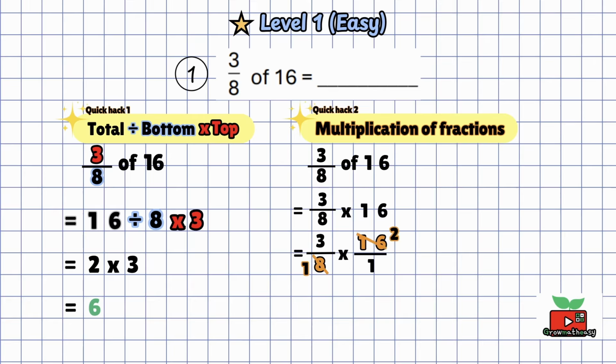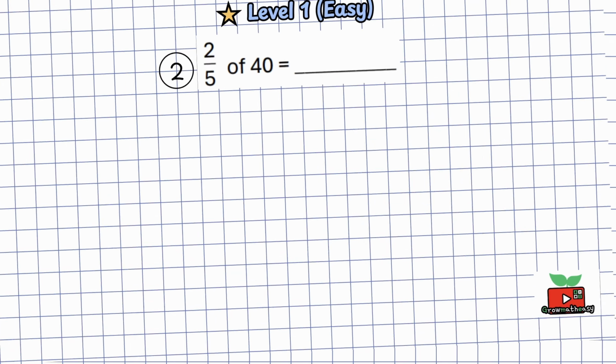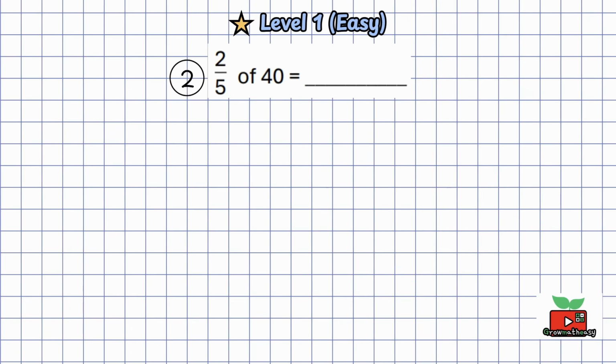Now multiply the top numbers and the bottom numbers. 3 times 2 is 6. 1 times 1 is 1. So 6 over 1 is 6. It's the same result as quick hack 1. Perfect. Question 2. What is 2/5 of 40?